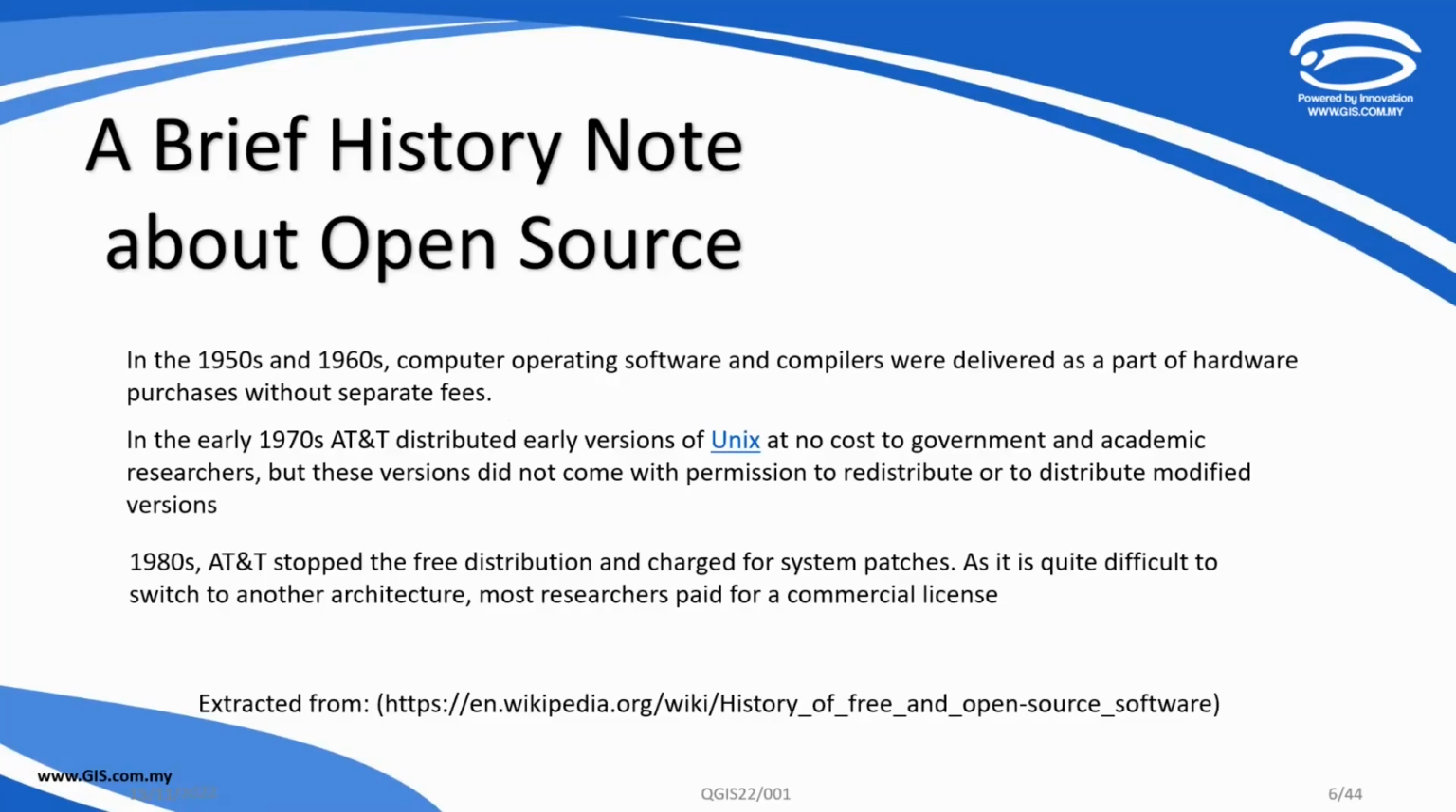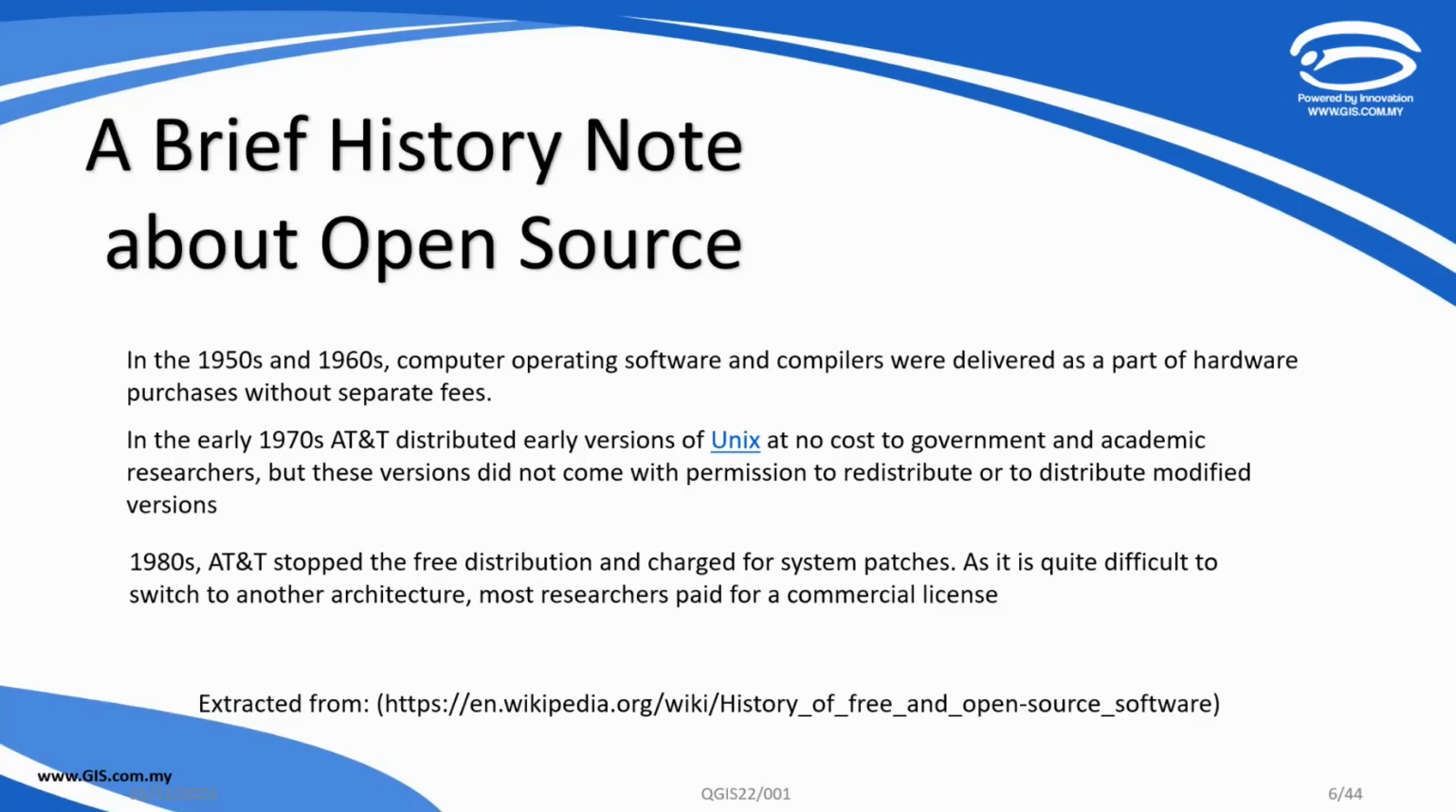Now, a brief history about computers, software, and how open source started. In the early 1950s and 60s, the software used to come bundled together with the hardware in one box, without a separate fee. For example, you buy a certain software to do some work, it comes with the hardware, so you cannot separate them.